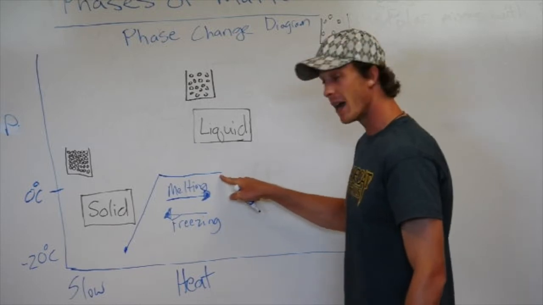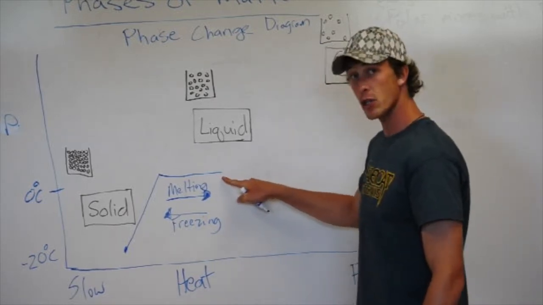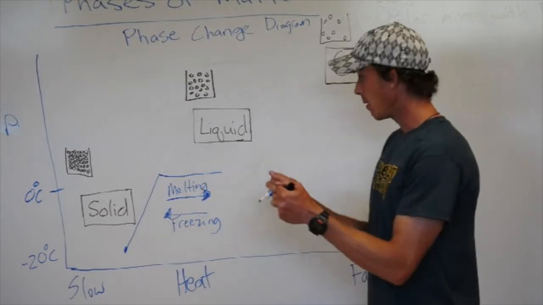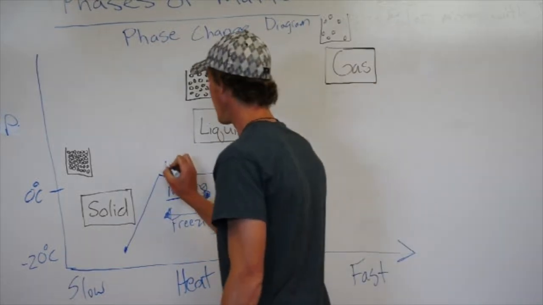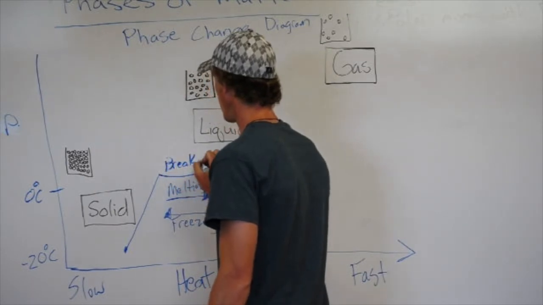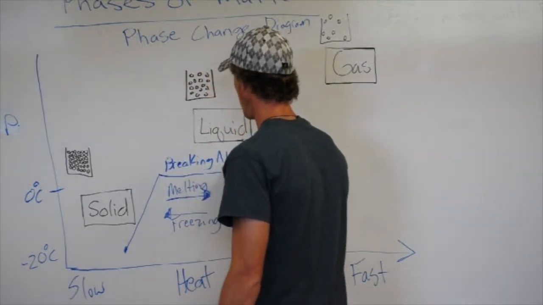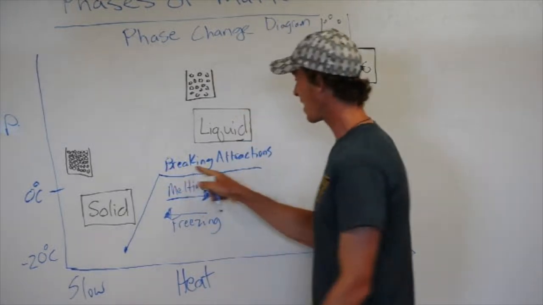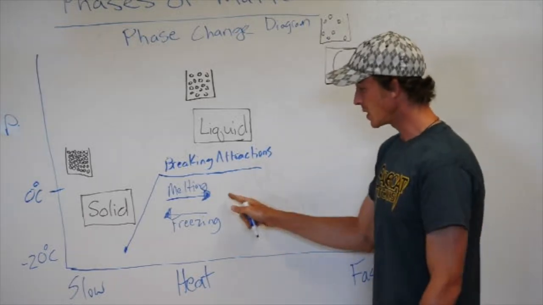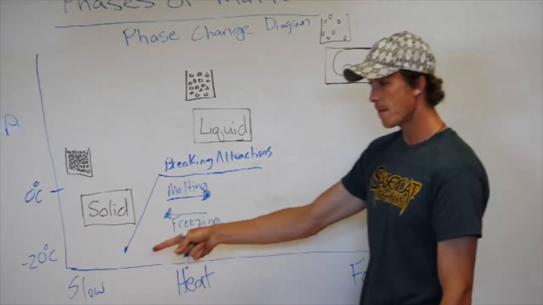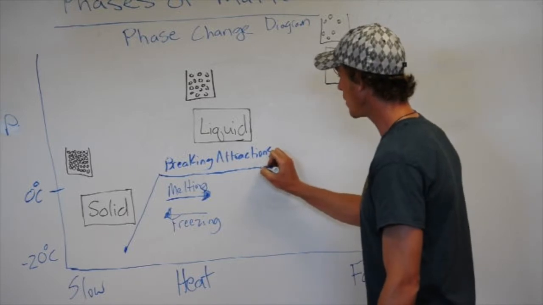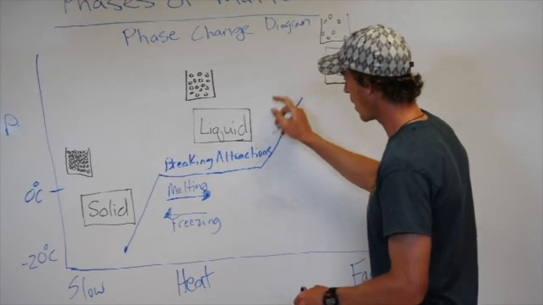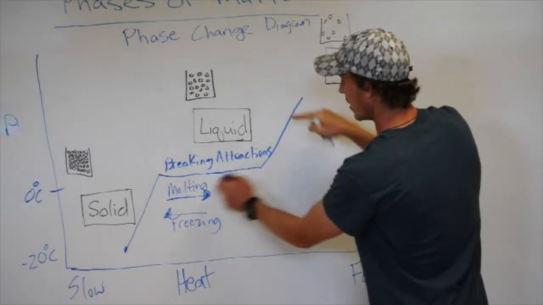It takes a while before that temperature will change, because as I'm adding heat, I am breaking those attractions. So this is where I'm breaking attractions. Okay? So as I'm breaking attractions, I'm melting it if I'm adding heat, or I'm freezing if I'm taking away heat. Eventually, though, I'm going to reach a point where it's all a liquid. So this is where I have all a liquid along this point, kind of like a solid.